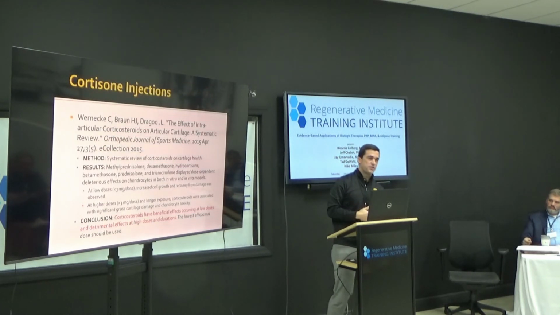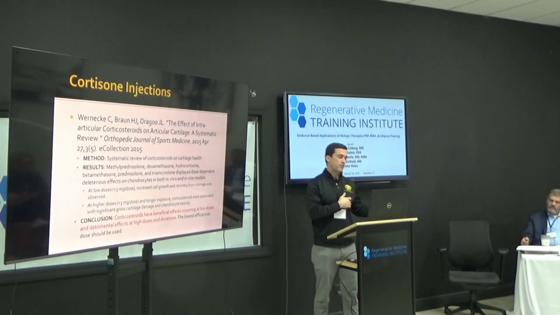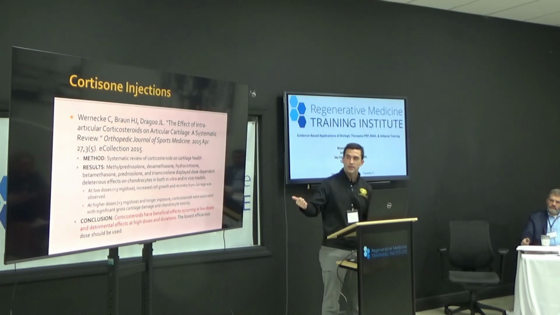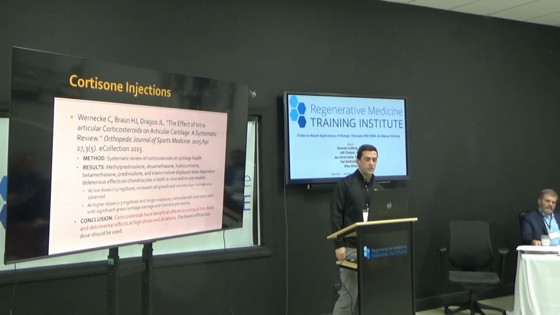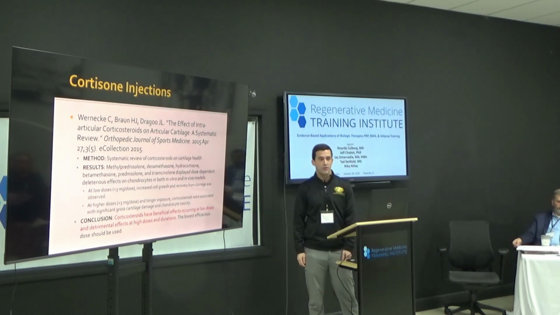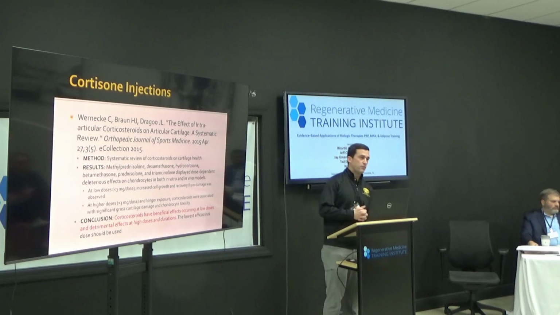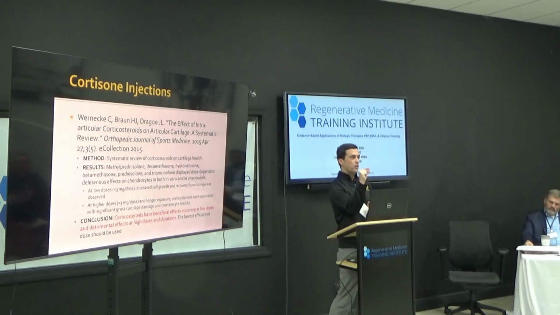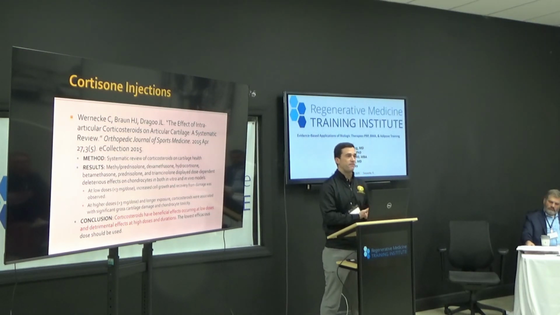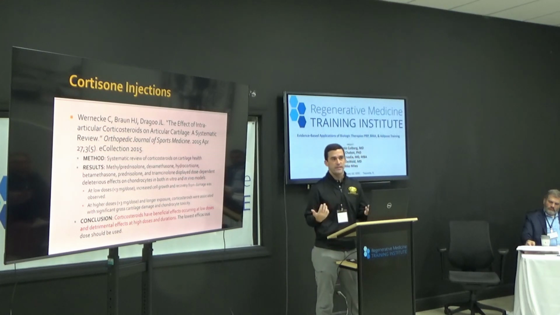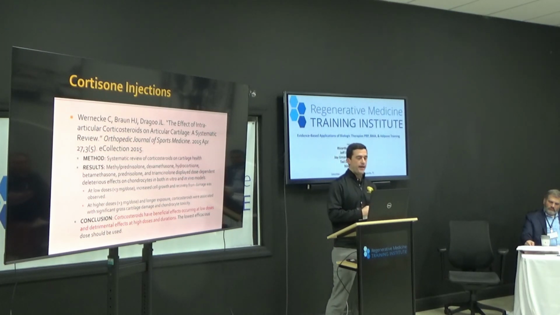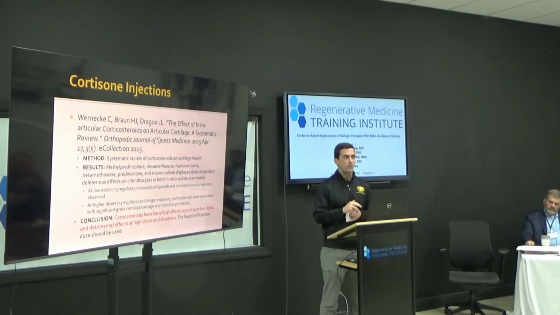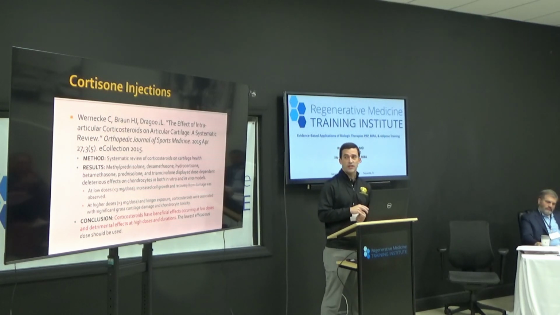So likewise, BJSM did their systematic review for tendons, and the same year, OJSM did their systematic review for intra-articular steroids for articular cartilage. What they found was that low doses of steroid can be beneficial, while high doses of steroid can be detrimental for a joint. And so you need to be careful doing very high doses of steroid.